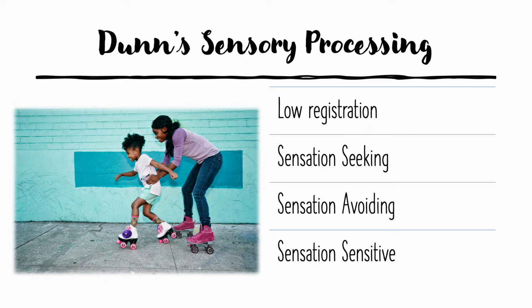Low registration refers to a child who requires more sensory input than others to produce a response. Sensation seeking refers to a child who never feels like they have enough sensory input. They are always craving and seeking for more. Sensation avoiding refers to a child who is bothered by their senses and attempts to escape or prevent them as much as possible. And sensation sensitive refers to a child who feels their senses much more than others.